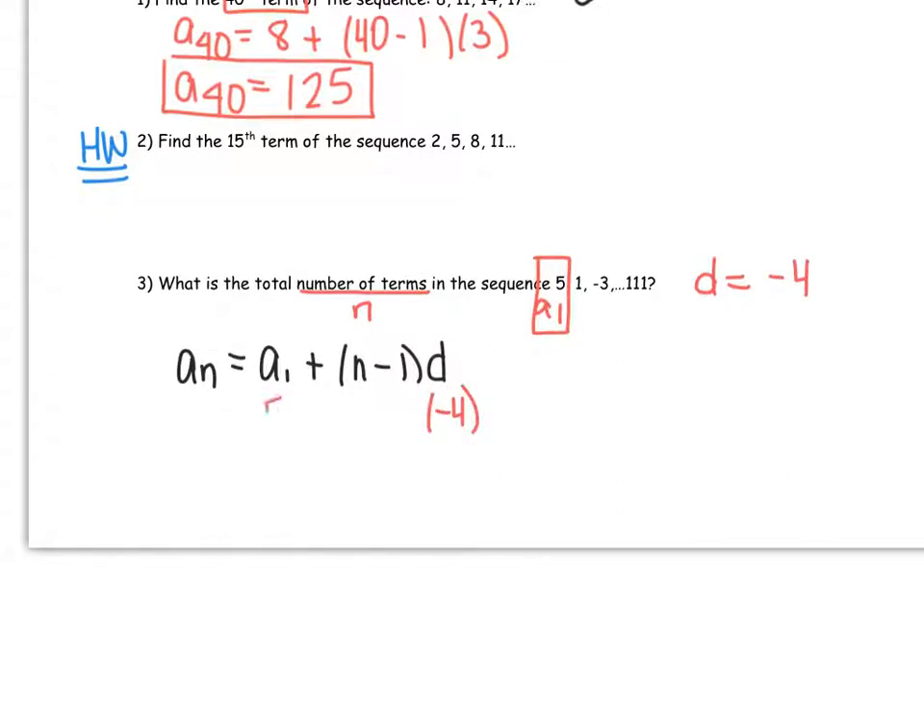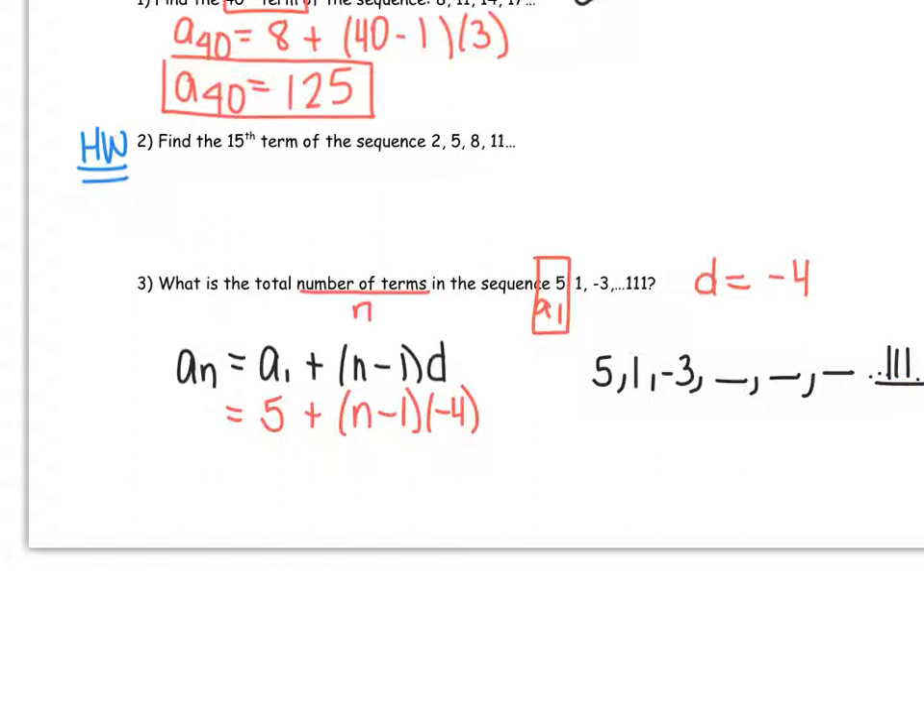We know a sub 1 is 5, and I want to find n, so I'm going to leave n alone. The only thing that we need to think about is plugging in a sub n. Now, we don't know how many terms it's going to take to get to 111. So just think of it like this. You have 5, 1, -3, something, something, something. Not sure how many times I have to do that, but eventually at the end I'm going to be at 111. So if I were to count the number of terms, 1, 2, 3, 4, 5, 6, and however many are in the middle, to get to 111, that would be the number of terms that I have.